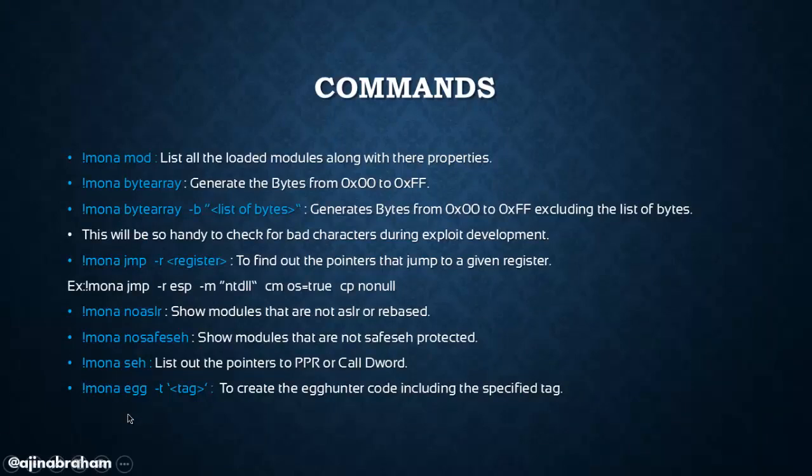Now there's a command !mona egg, and that is used to create egg hunter code, and you can use the -t option, and then you can provide the tag. Okay, that's a tag for the egg hunter. So if you just come back to the debugger.